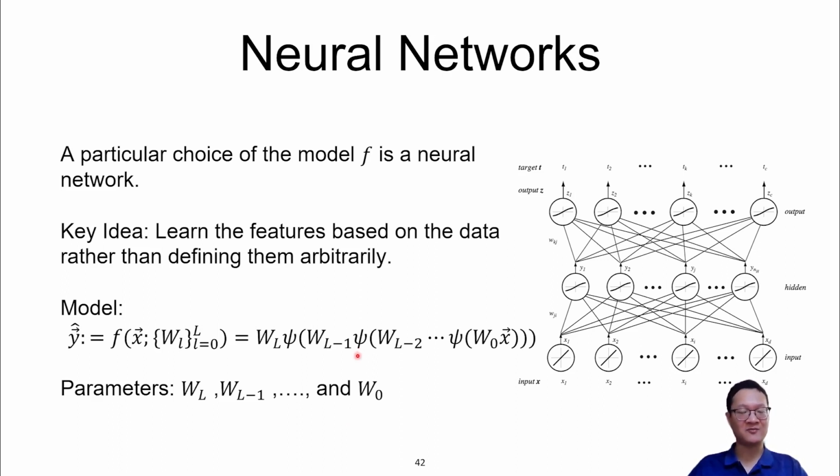Within the function psi, we have nonlinear activation functions. So we really need the nonlinearity, because otherwise the entire neural network with many layers will just collapse down to a single layer.